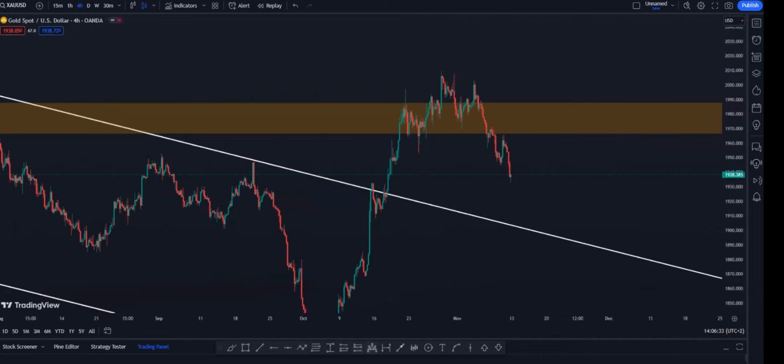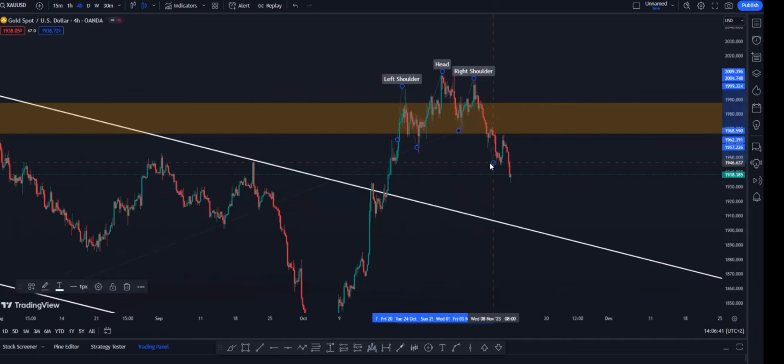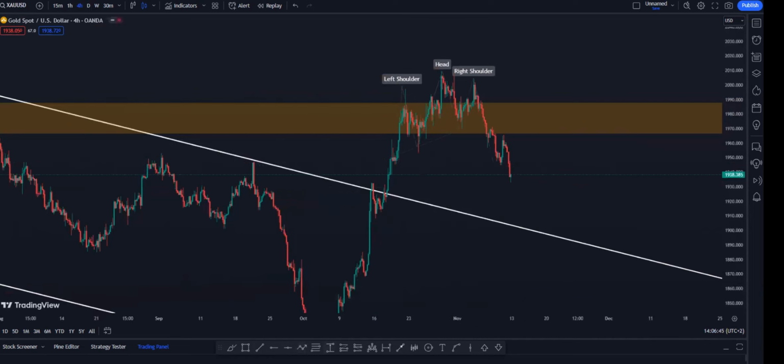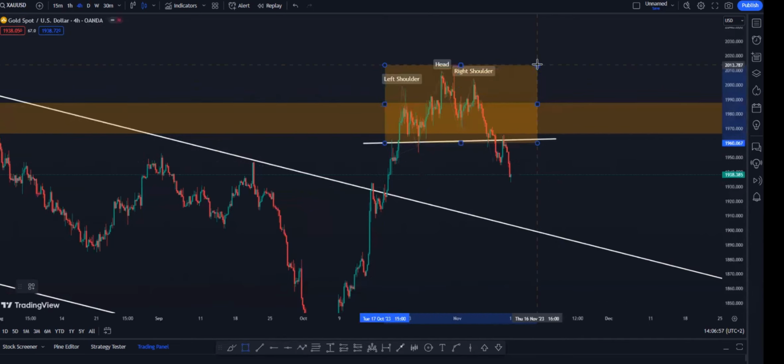So let's mark this head and shoulder pattern here. Left shoulder, head, right shoulder. Okay. Then the most important thing when you're trading the head and shoulder pattern is to wait for a breakout of the neckline. So my neckline was right here. Okay, was right here. And all of this above the neckline was just a consolidation.